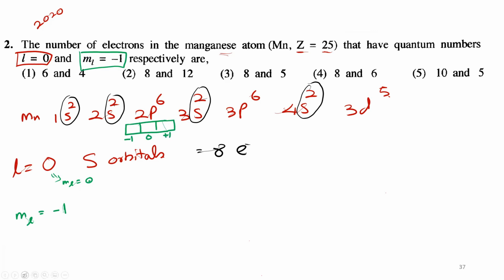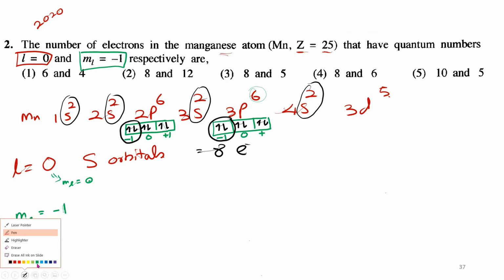you have minus 1, 0, plus 1. And in that, you have how many electrons? 1, 2, 3, 4, 5, 6. So here you have a minus 1 with 2 electrons. Are there any more like that? You have one here for 3p. This is a minus 1, 0, plus 1. And check the electron configuration. It's a 3p6. So you have 1, 2, 3, 4, 5, 6. So again, the minus 1, you have two more electrons.